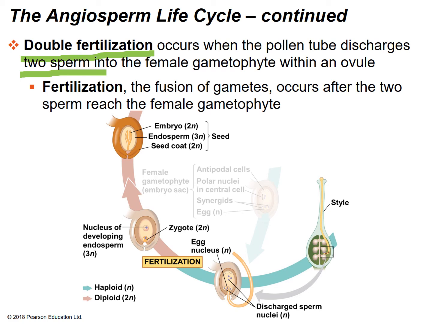This is the central cell, with 2 nuclei, and one sperm cell fuses with them, forming the 3N endosperm. And down here, one sperm will fertilize the egg, forming the 2N zygote. The zygote will divide and form the future embryo inside this ovule. Later on, this ovule will become the seed.